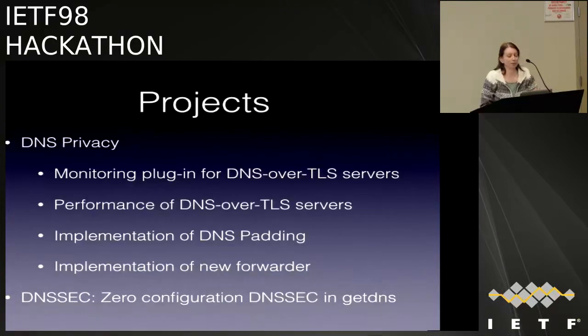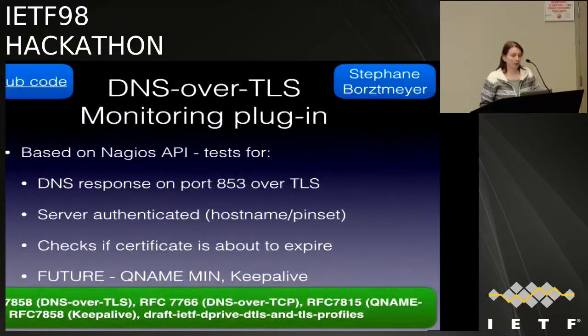The first one I want to mention was led by Stefan Baltzmar. The code for it is on GitHub, and in green at the bottom are all the relevant drafts that this project was looking at. We today have around 9 experimental DNS over TLS servers deployed, mainly in Europe, but also some in North America. Note the word experimental there. We've had a few hiccups with them.